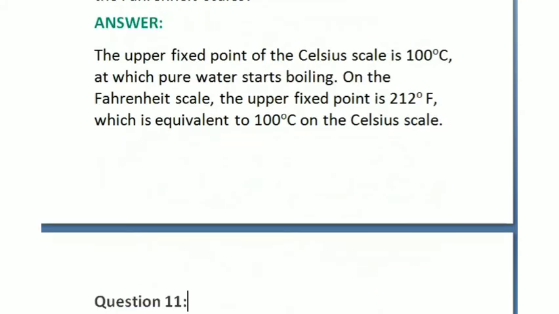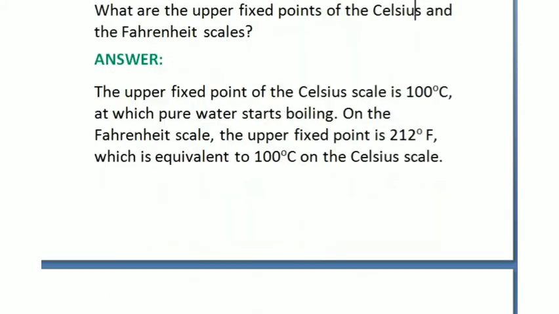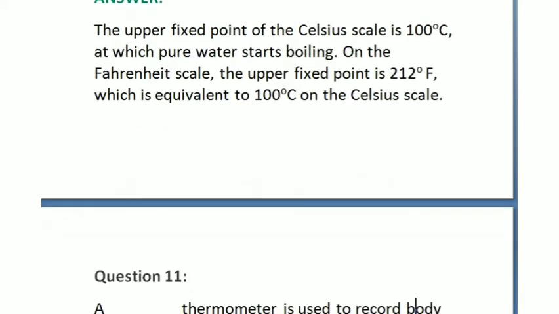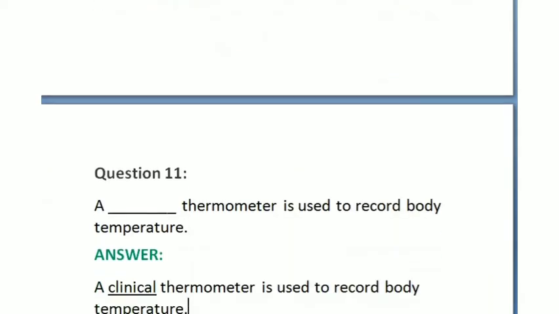Moving further, question number 10. What does question 10 say? What are the upper fixed points of the Celsius and the Fahrenheit scales? So the upper fixed point of the Celsius scale is 100 degrees Celsius, at which pure water starts boiling. On the Fahrenheit scale, the upper fixed point is 212 degrees Fahrenheit, which is equivalent to 100 degrees Celsius on the Celsius scale.